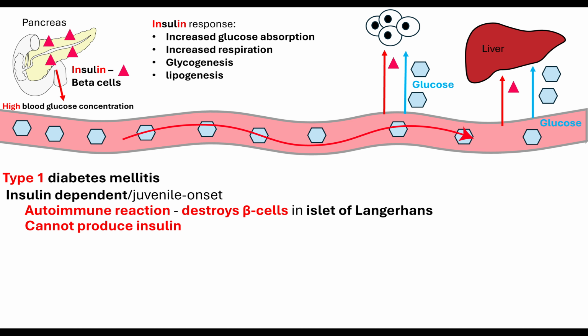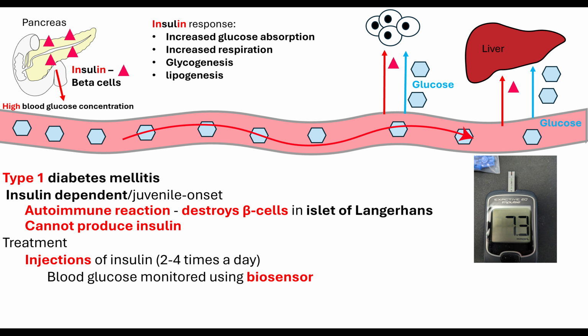So what can someone do if they have type 1 diabetes? Well, they can have the treatment where they inject themselves with insulin between 2 to 4 times a day. Now, the only way to know when to inject insulin is if they're actually monitoring their blood glucose concentration. This can be done using different materials. I've used a biosensor here.